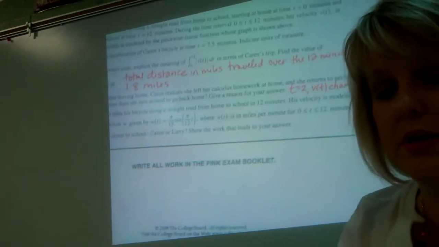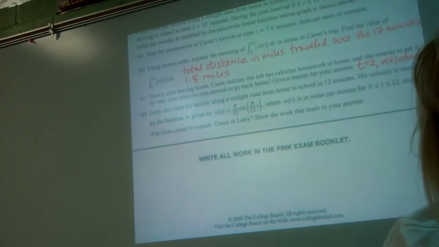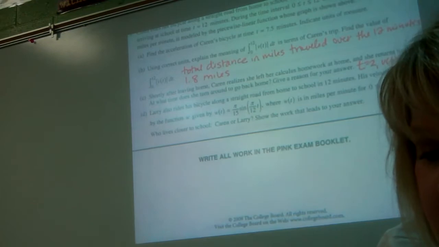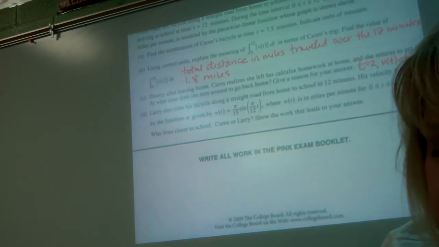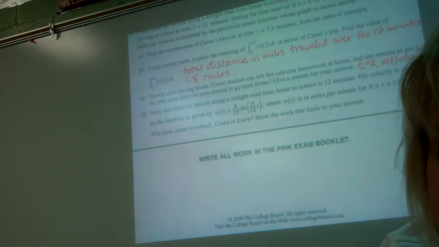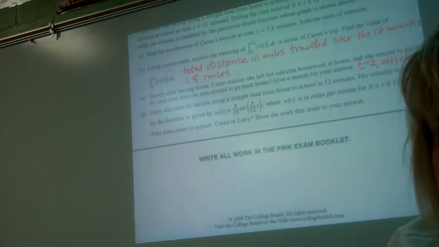Alright. So then part D. Larry also rides his bicycle along a straight road from home to school in 12 minutes. His velocity is modeled by this function, where W of T is in miles per minute for 12 minutes. Who lives closer to school, Karen or Larry? And show the work that leads to your answer.